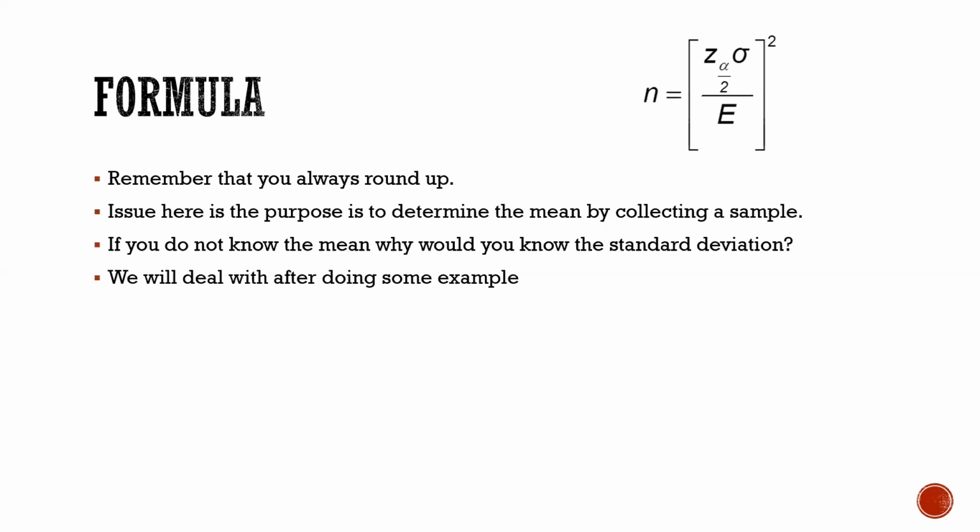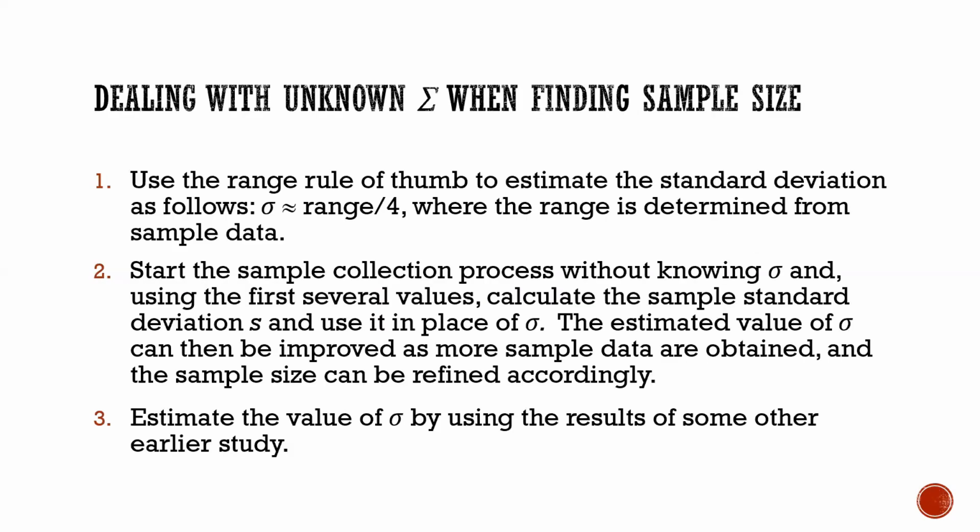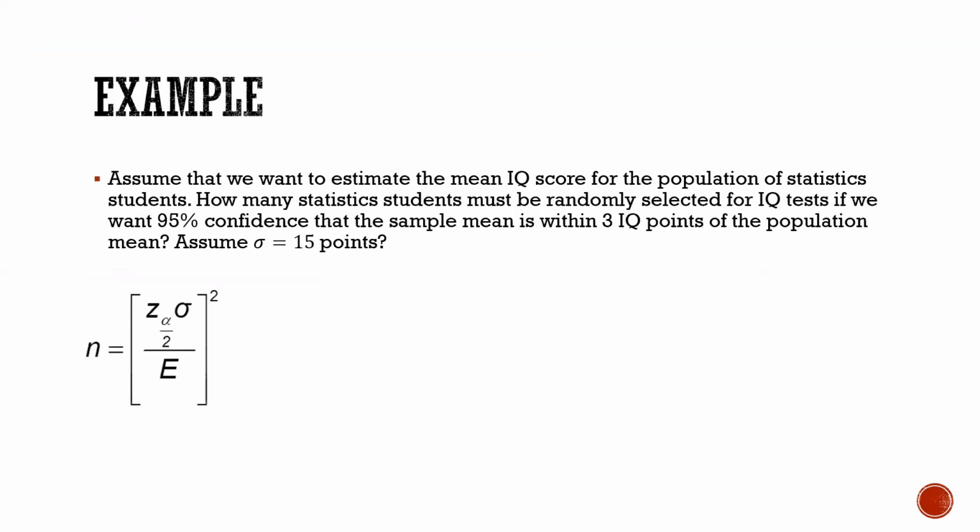There's some methods you could use to guess, right? So you're probably not going to know sigma. What you could do, before collecting your big sample, is collect a smaller sample, right? Do range divided by 4, or look at some earlier study that could give you an estimate of sigma. Or do a collection process without knowing sigma, collect 20 or so pieces of data, calculate sigma, and then that tells you how big your sample needs to be, right? But realistically, in this class, I would just give it to you, right?